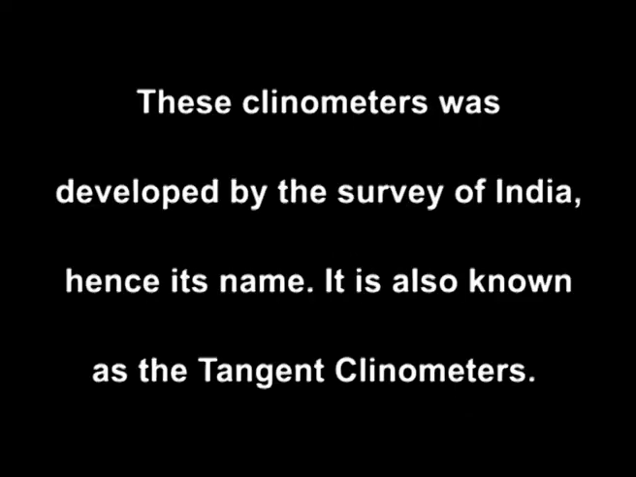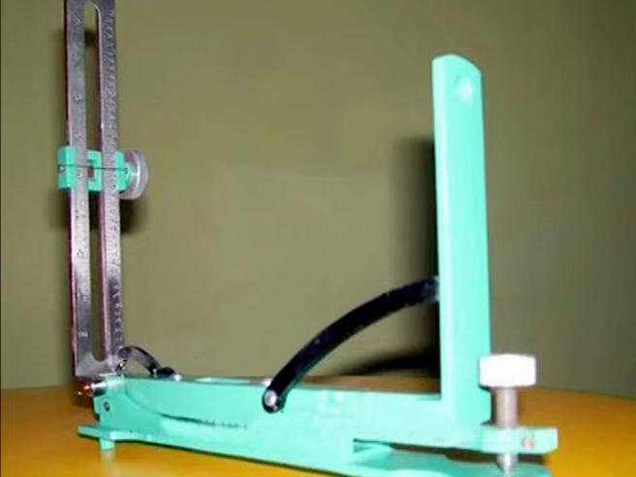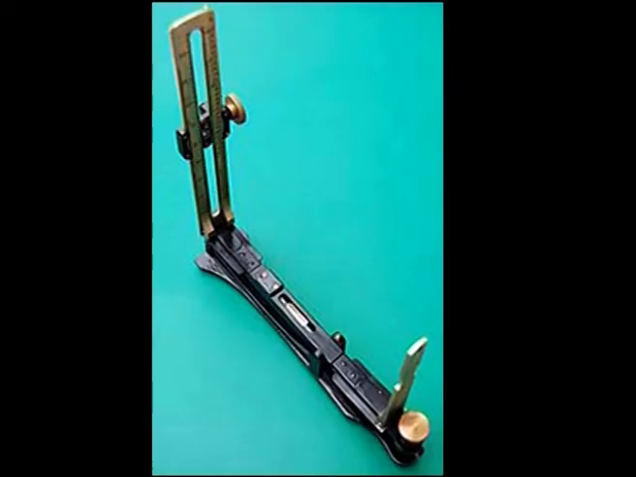Indian clinometer. This clinometer was developed by the Survey of India, hence its name. It is also known as the tangent clinometer. It is always used along with a plane table. The Indian clinometer consists of a plate of brass and 2 flaps at the end of the plate. The flaps stand perpendicular to the long plate of brass. The plate has a bubble and a leveling screw by means of which the bubble can be brought to the center of its run and the instrument is leveled.